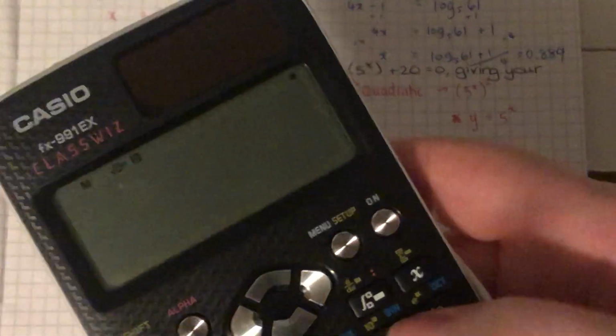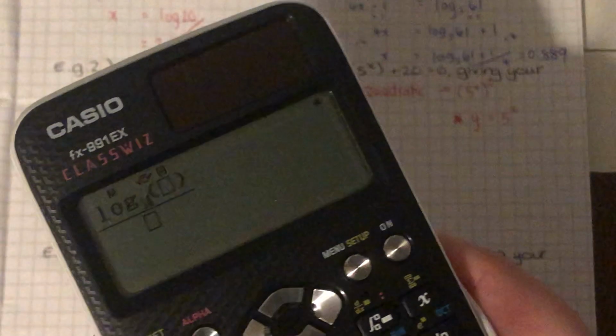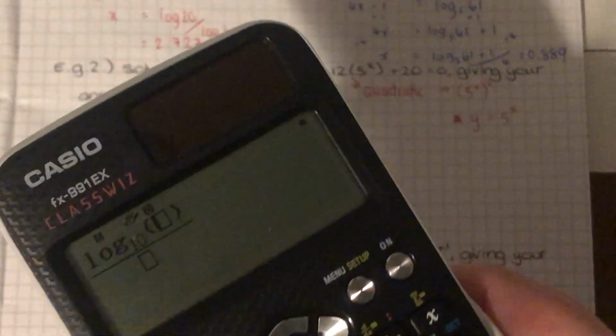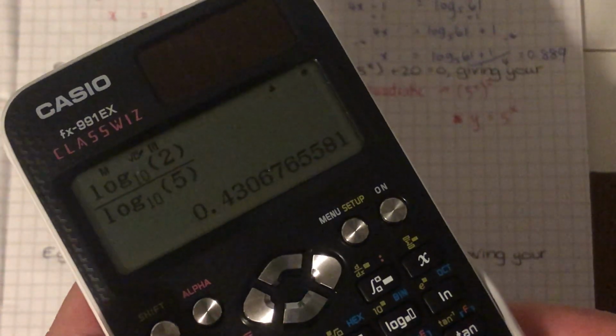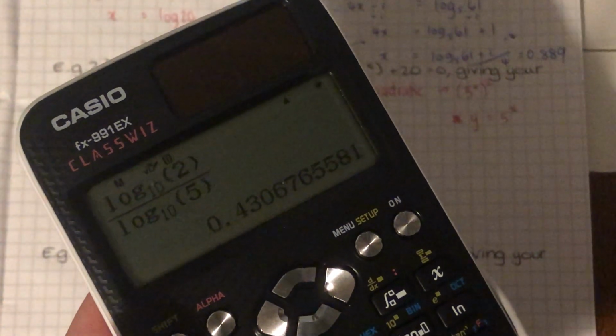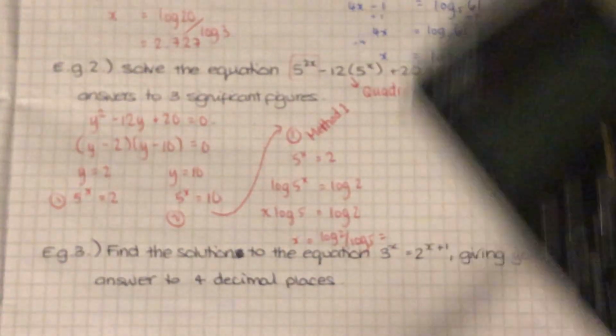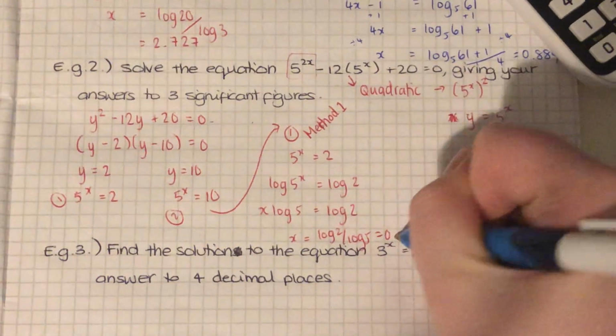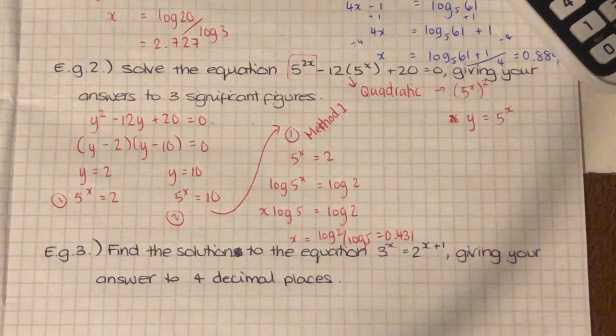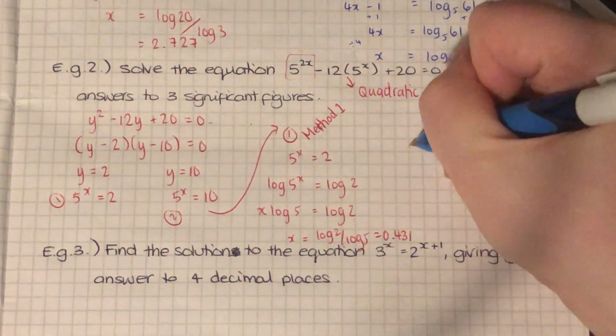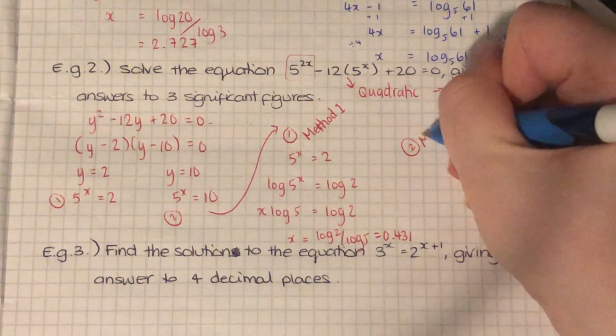Okay, so using a calculator. Remember, it's just base 10. So log 2 divided by log 5, and we get that. So to 3 significant figures, 0.431. Cool.